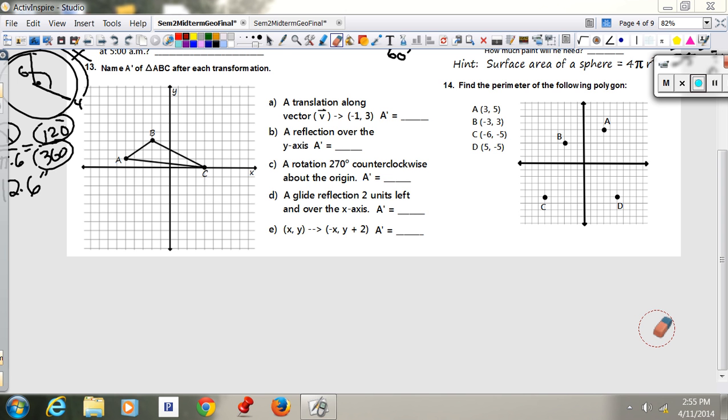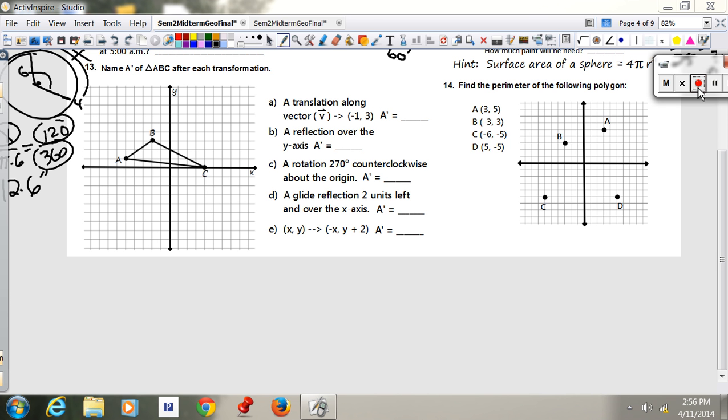Alright, let's finish the video here. We got number 13 is on the transformation. So we're going to start on test A, it's number 13. Okay, test B, it's number 4. Test C, it's number 4. And test D, it's number 15.